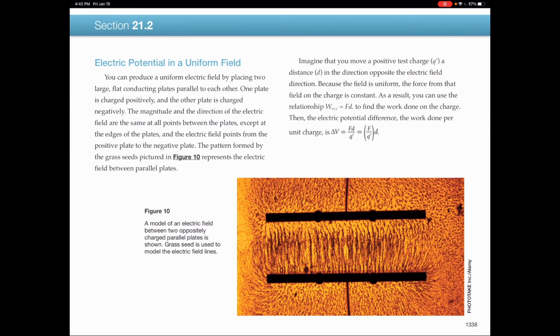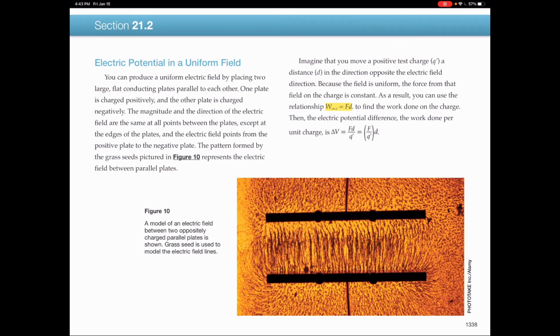So if we have a uniform electric field, say two large parallel metal plates with positive charge on one plate and negative charge on the other, in between them we would have a constant electric field. Work is going to be equal to force times distance, just as we learned in the energy unit. So work per charge, the voltage, is going to be the force times the distance divided by the amount of charge that was doing the work.